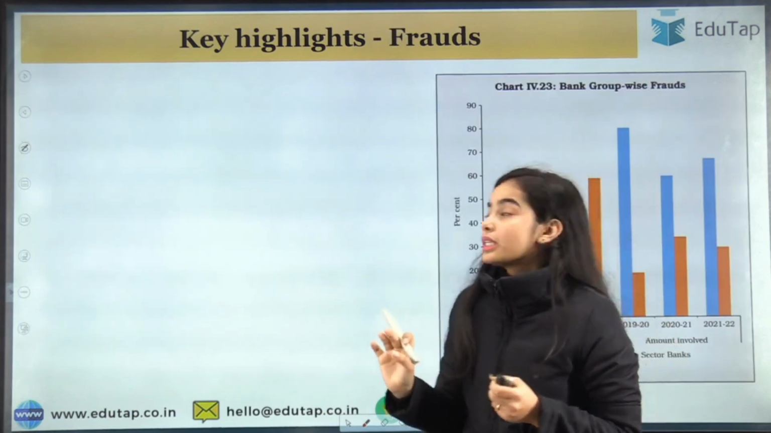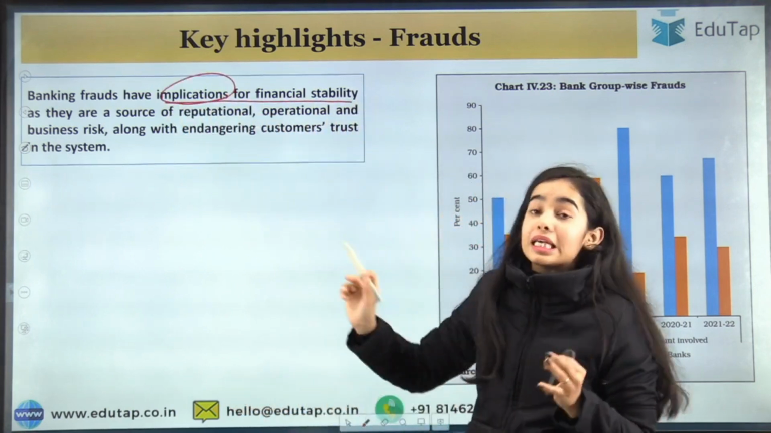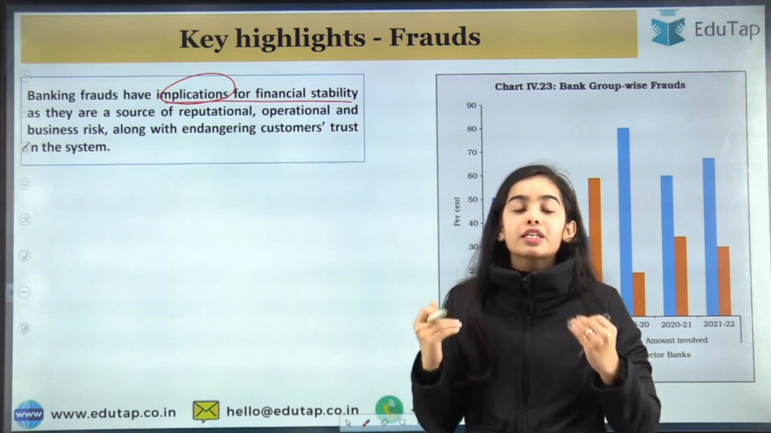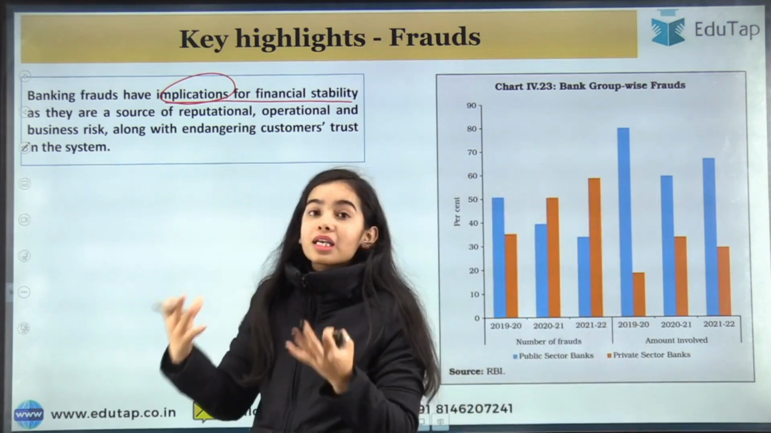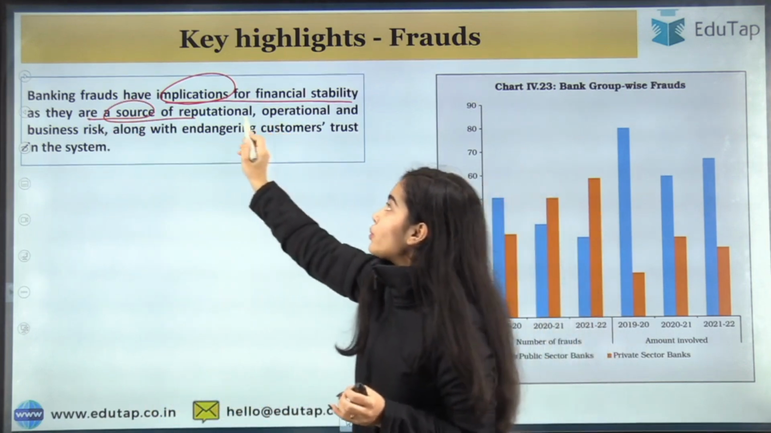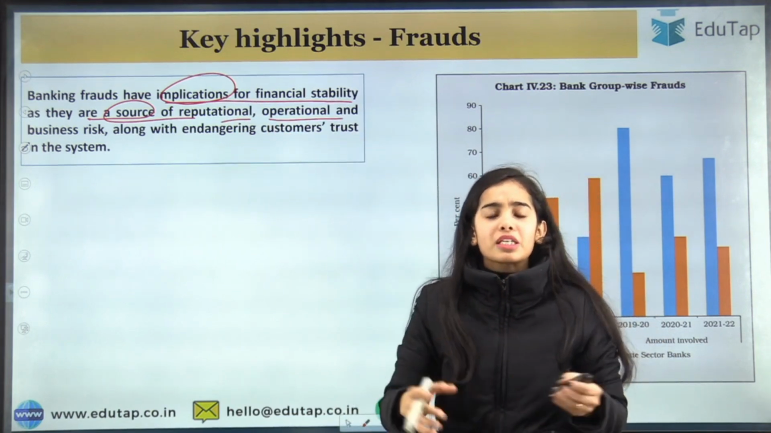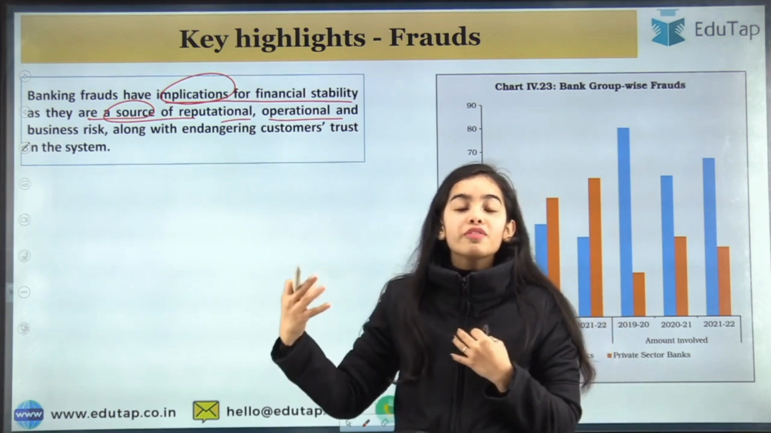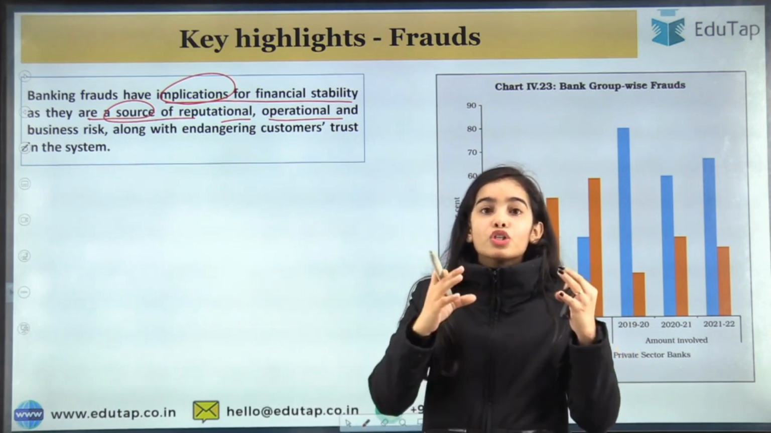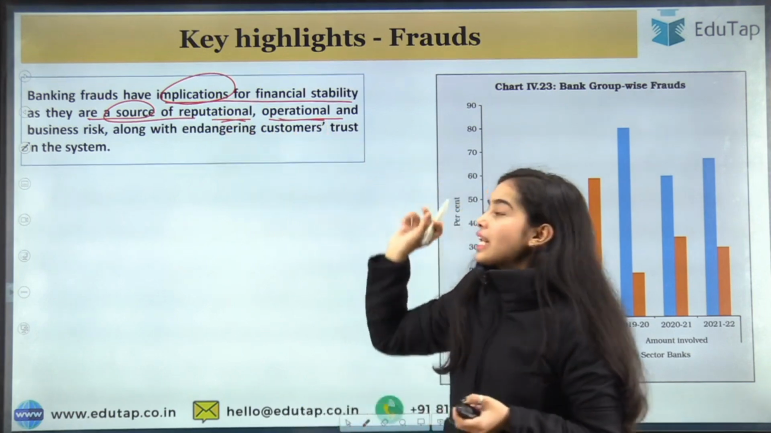Now coming to the frauds, the key highlights regarding the frauds. Banking frauds have implications for financial stability, because if too many frauds are happening, it decreases the trust of consumers in the banking system, in the financial system of the country, as frauds are a source of reputational, operational and business risk. So if, say, in private sector banks there are too many frauds happening, of course we will lose our trust in the private sector banks and we will move to the public sector banks or something. So these frauds are a source of reputational, operational and business risk.